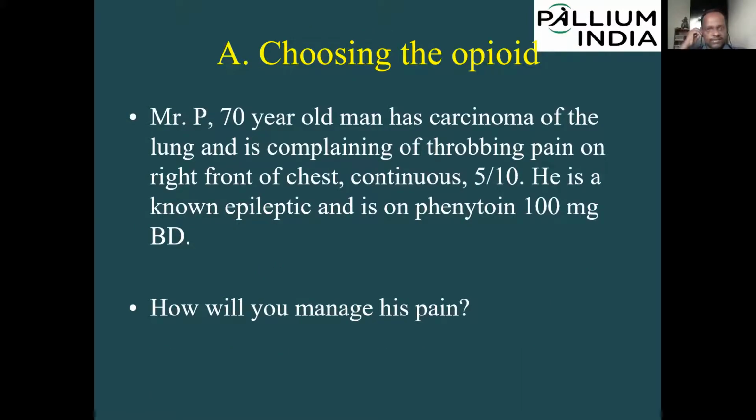Next, we will move on to another question. Mr. P, 70-year-old man, has carcinoma of the lung and is complaining of throbbing pain on the right front of the chest, continuous, 5/10. He is a non-epileptic and is on phenytoin 100 milligram BID. How will you manage his pain? Anybody?